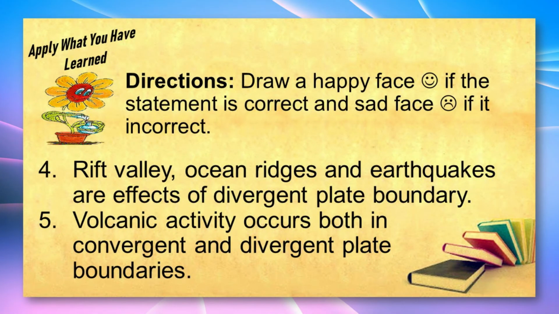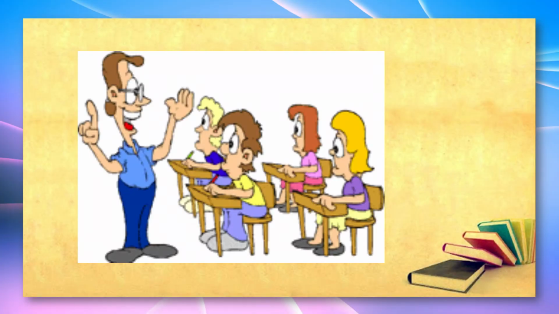4. Rift valley, ocean ridges, and earthquakes are effects of divergent plate boundary. 5. Volcanic activity occurs both in convergent and divergent plate boundaries. We're almost done with this video lesson. Let us now proceed to the last type of plate boundary.